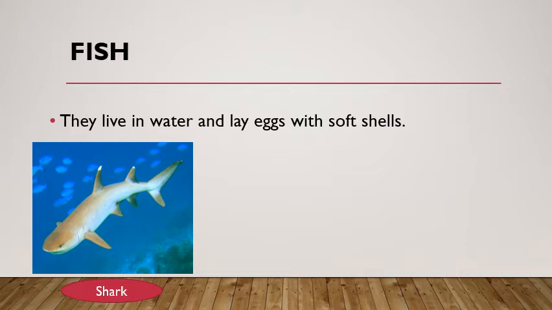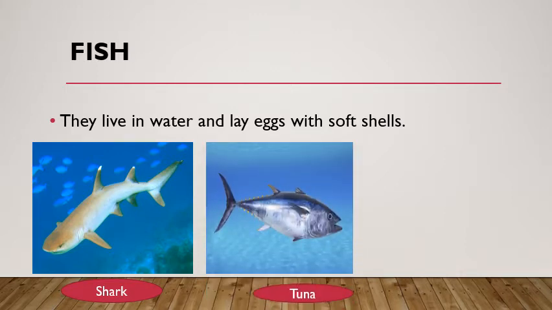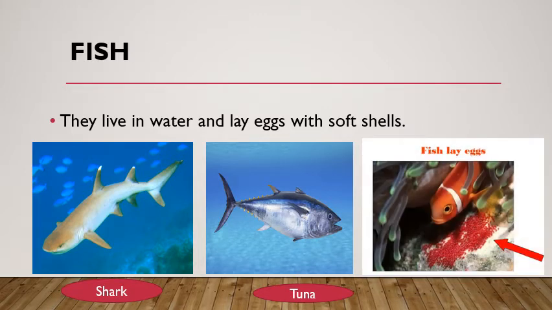You all will be having some aquarium at home. There are also fishes in your houses. All kinds of fishes come under one group called fish. They live in water and lay eggs with soft shells. Another example for fish is tuna fish, the shark fish and tuna fish. Here you can see the fish lay eggs. The red small dots that you can see on the screen in the picture given is the egg of the fish. This is about fish. This is general descriptions of these five different groups of vertebrates.